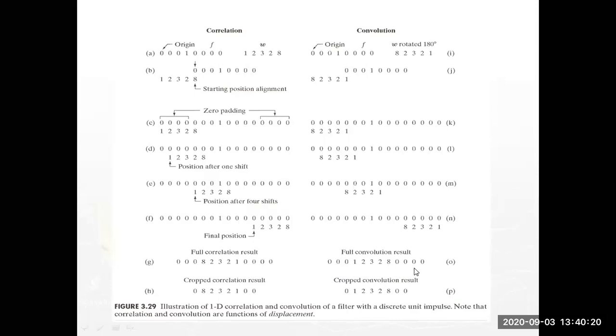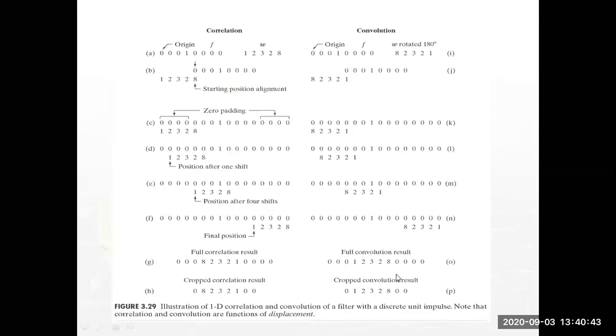So we have to neglect or omit those: the left side 2 samples and the right side 2 samples. Then that is called the cropped convolution result. So in this case 0, 1, 2, 3, 2, 8. And it's simply the reverse or opposite of your correlation. Correlation is different and convolution is different.